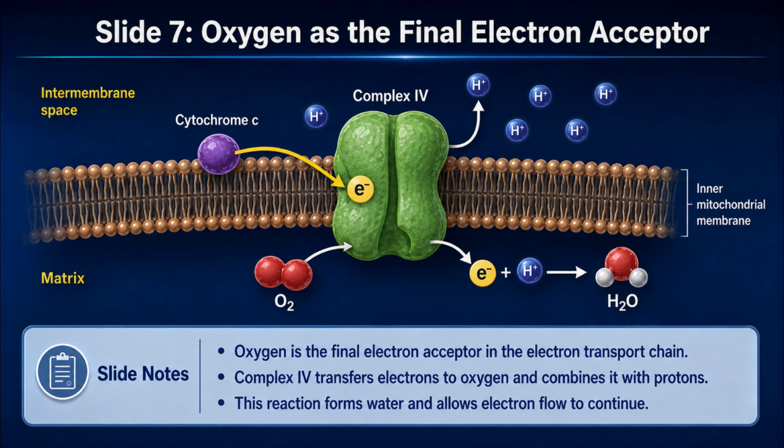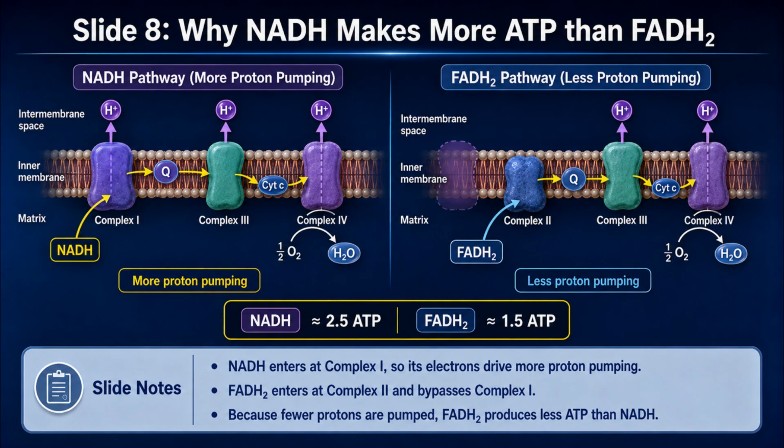The oxidation of one NADH molecule generally supports the production of approximately 2.5 ATP molecules. The oxidation of one FADH₂ molecule generally supports the production of approximately 1.5 ATP molecules. FADH₂ produces less ATP because its electrons enter the electron transport chain through complex 2, bypassing the proton pumping activity of complex 1. Oxidative phosphorylation is not perfectly efficient.